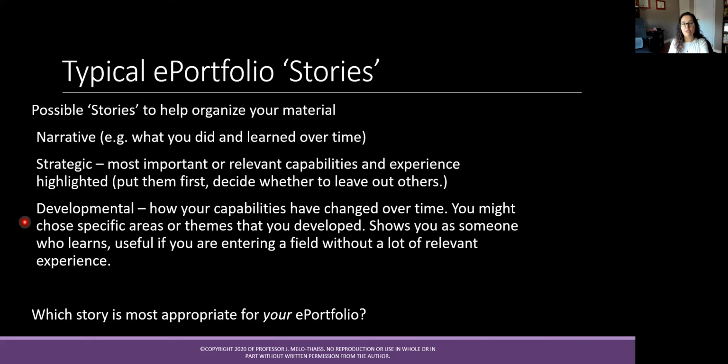You might want to approach it from a developmental angle. Maybe you want to show growth over time and how your capabilities have changed. So you might want to choose specific areas or themes that you've developed, okay? The nice thing with this one is it shows that you're a lifelong learner and that you're adaptable to change and that you're able to grow and keep reinventing yourself. So you want to think about what story is most appropriate for your e-portfolio that lines up with your vision and the jobs that you're looking at. So that's really important. These are just possibilities. Again, the ultimate choice is yours.